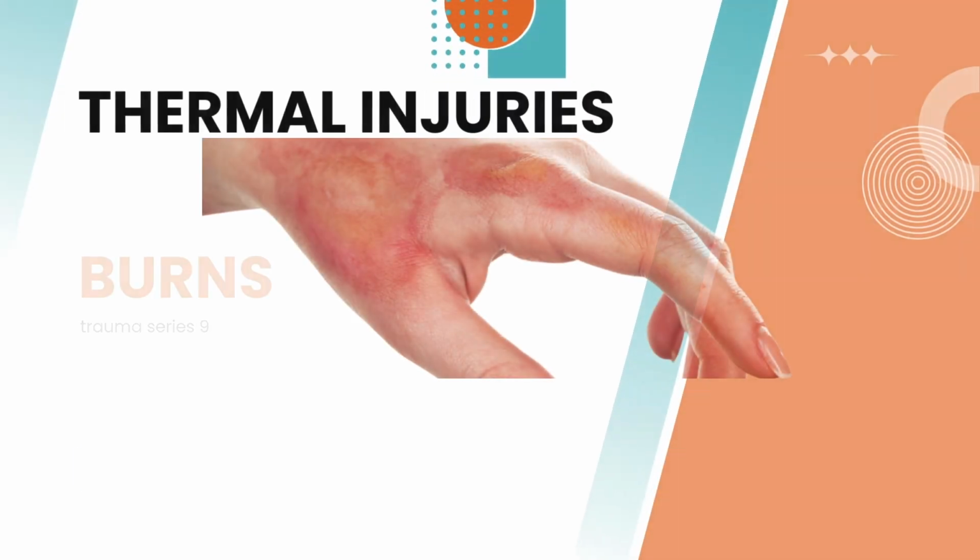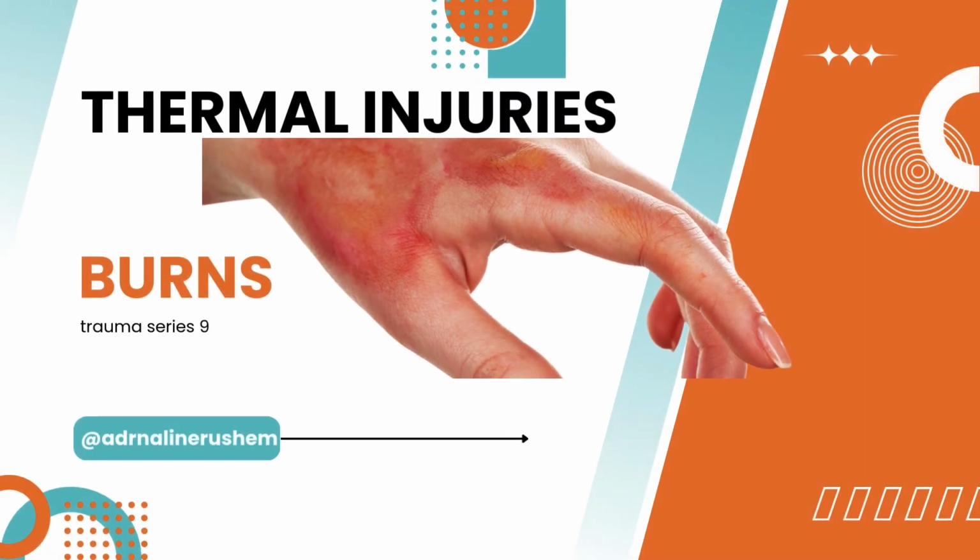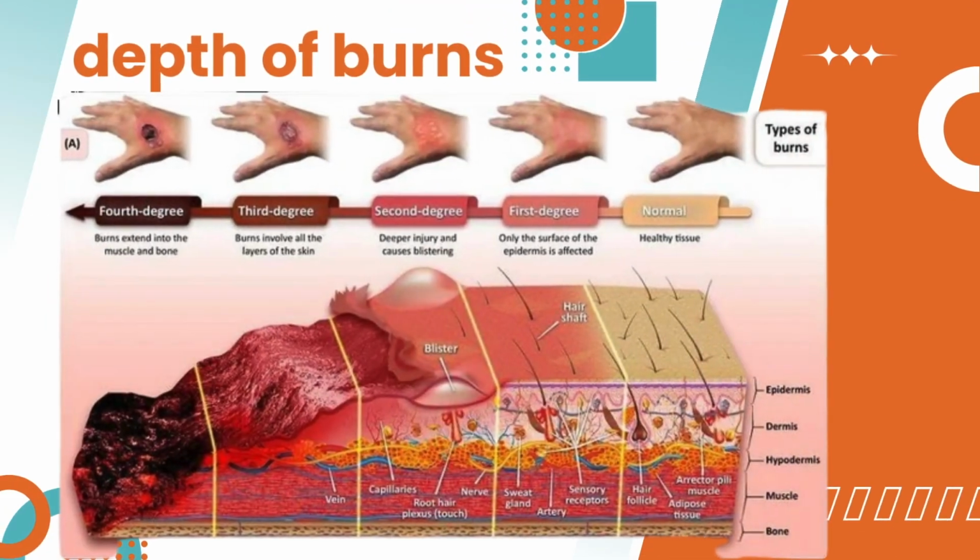We are starting with the trauma series 9, thermal injuries, first about the burns. Talking about the burns, we are classifying burns according to the depth of involvement of the skin. So normal, then first degree burns which will only affect the epidermis level, and second degree burns which will move up to the papillary dermis, and the third degree burns which will go deep into the dermis, deep dermis is involved, and the fourth degree burn which will go deep into the muscle and bone. We'll see each type of burns in detail.